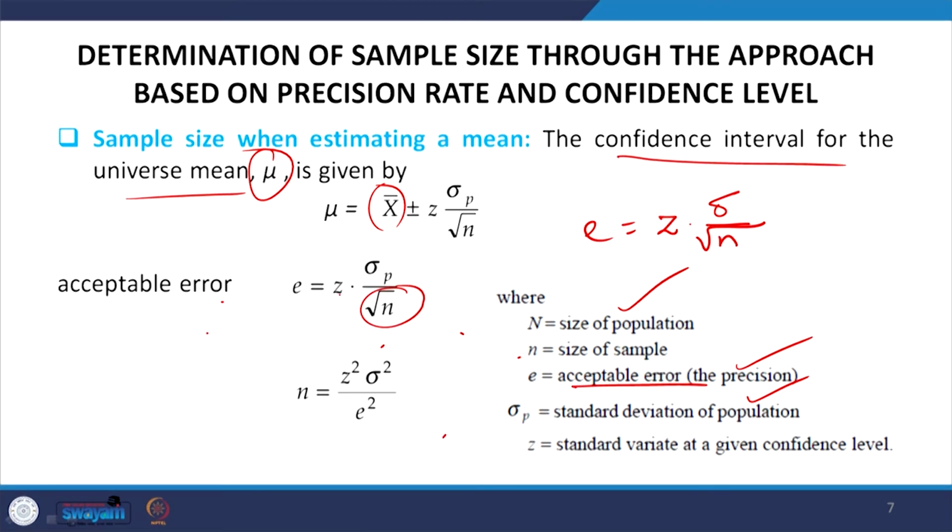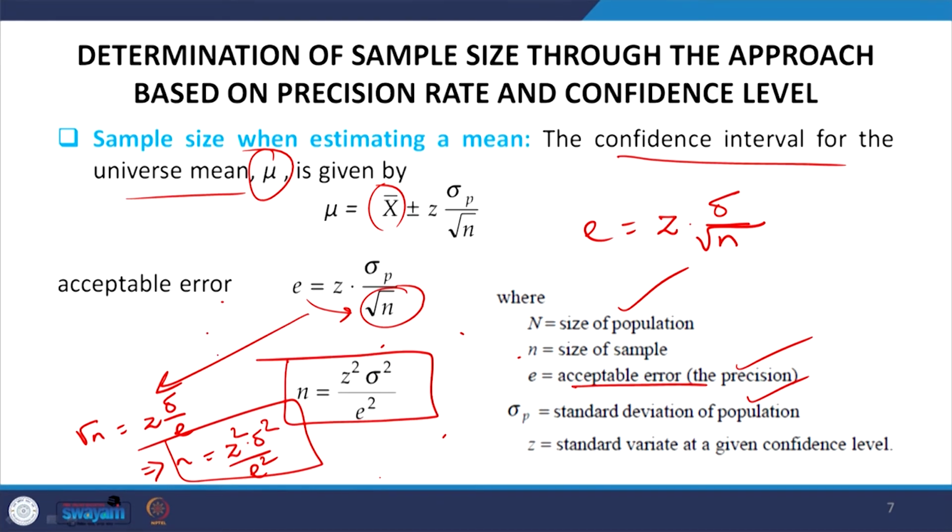Now, n, if I calculate further, I will take E here. So, square root of n is equal to z times sigma divided by E. So now n boils down to z square, which is already given, times sigma square divided by E square. Alright. So, E is calculated, this is how E is defined, and this is what small n stands for, the sample size. So, the sample size is correctly estimated.